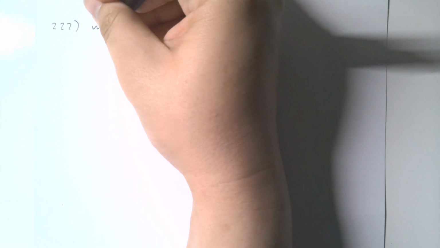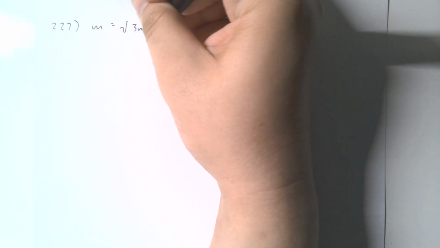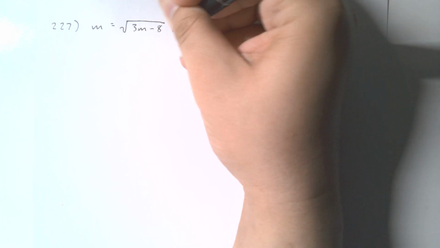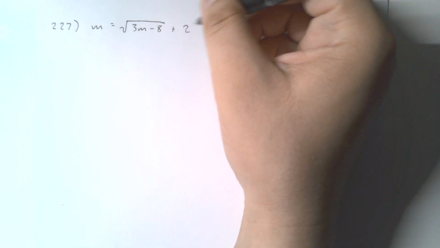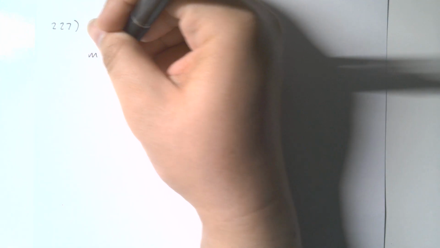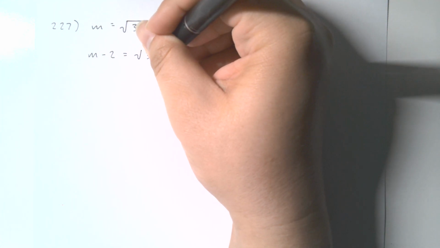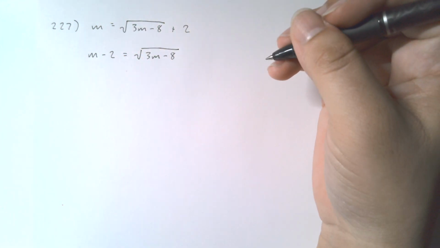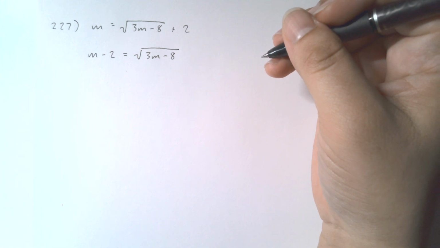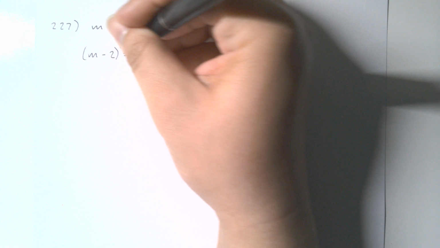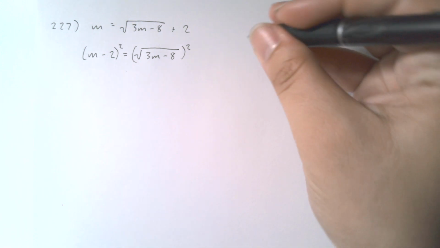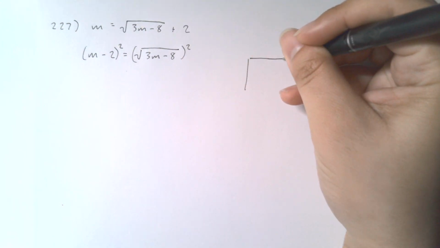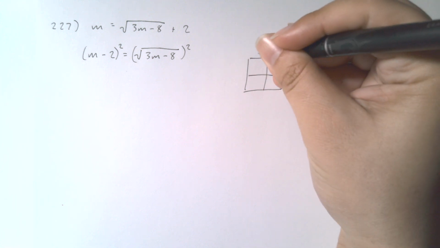Okay, so for 227, we have m is equal to the square root of 3m minus 8, plus 2. So we want to get the square root by itself, so we subtract 2 from both sides. We get m minus 2 is equal to the square root of 3m minus 8. Since we have the square root by itself, we want to square both sides. We have m minus 2 squared is equal to all of that squared. And for the left-hand side, we have to square m minus 2.